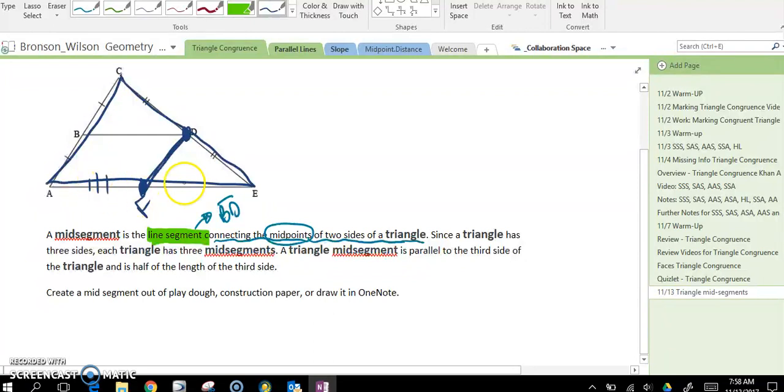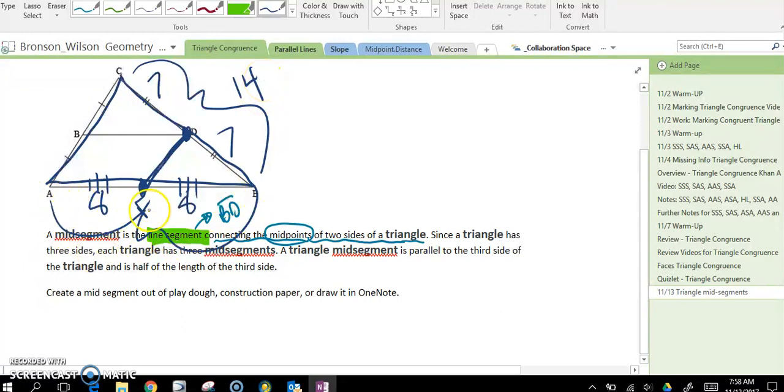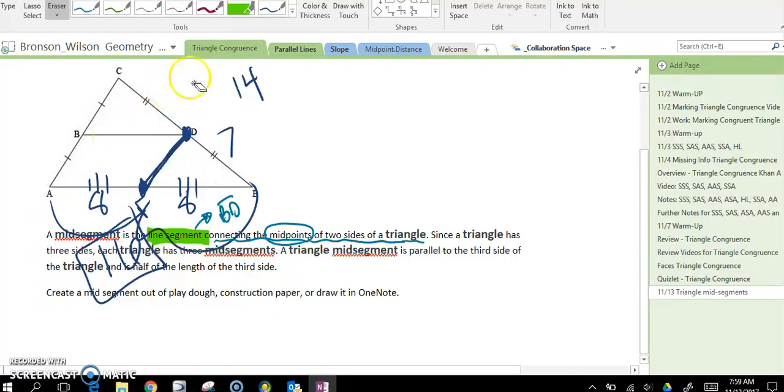Same thing applies. If this was 8, what would this one over here be? 8. If this was 7, what would this one be? 7. What would the whole CE equal? 14. Good. And what would the whole AE equal? 16. Very good. Y'all are so amazing. Wonderful. Okay.